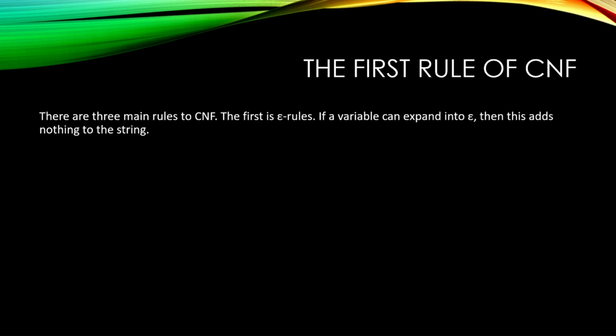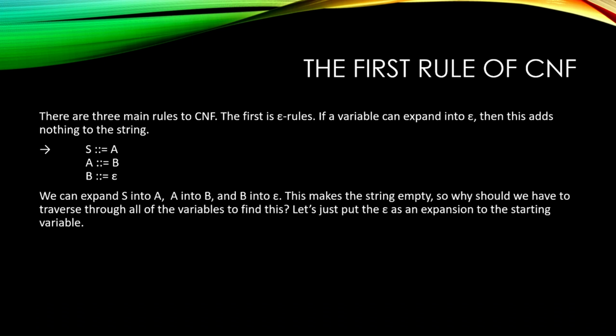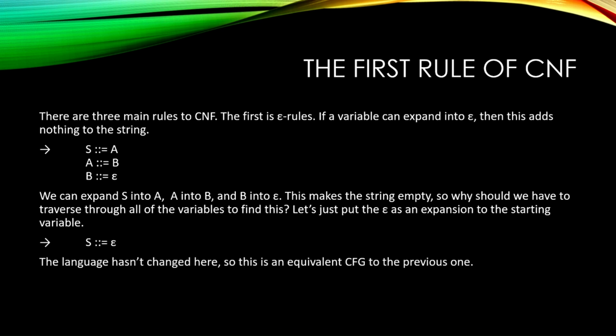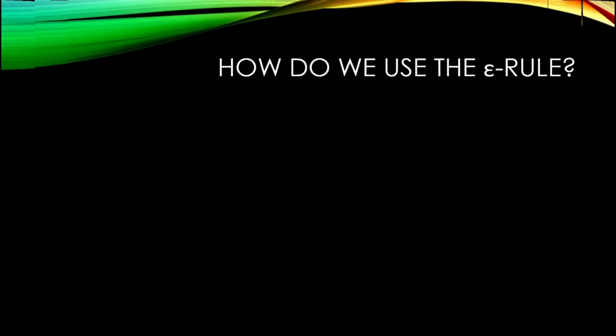If a variable can expand into epsilon, then this adds nothing to the string. If S expands into A expands into B expands into epsilon, well, this makes the string empty, so why should we have to traverse through all of the variables to find this? Let's just put epsilon as an expansion to the starting variable instead. The language hasn't changed at all, so this is an equivalent context-free grammar, for example.